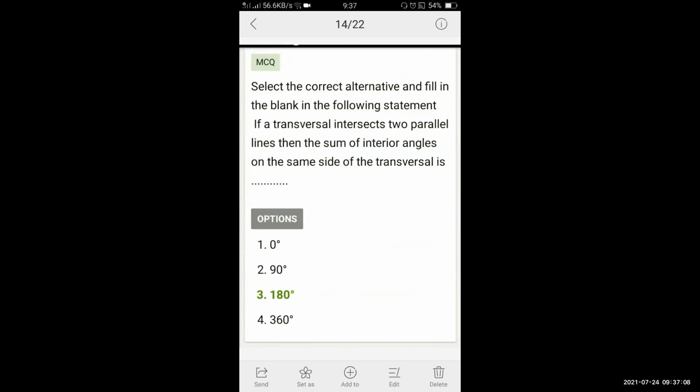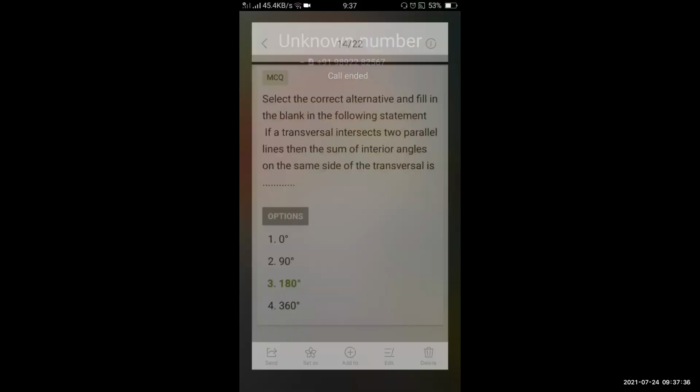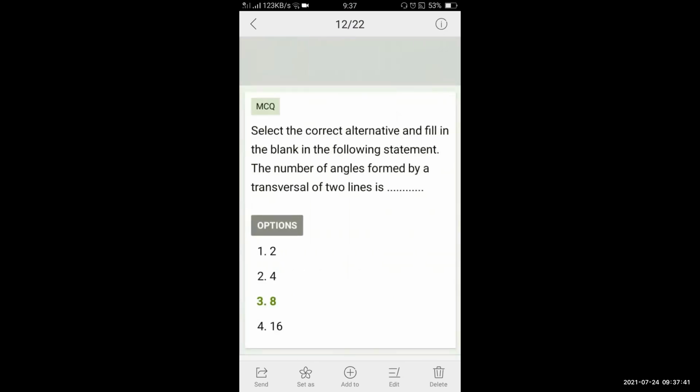You can write 180 degrees as the answer, or you can write the option, that means option C is correct, so you can write C there. Choose the correct alternative for it. By both ways that will be correct. Okay, now here is the next MCQ.